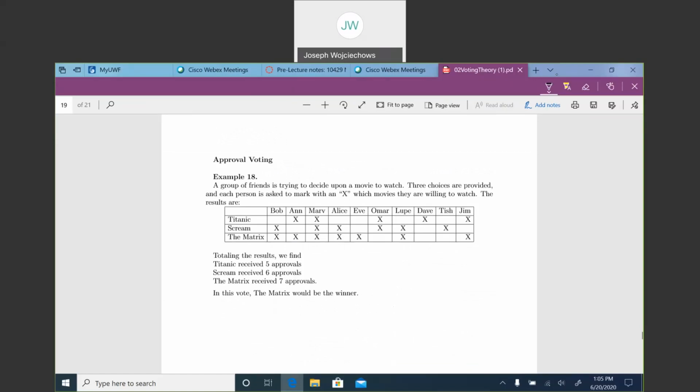This brings us to something called approval voting. We have a group of friends trying to decide which movie to watch. 3 choices are provided, and each person is asked to mark an X with movies they are willing to watch. So here we have our table. So we tally it up by adding across all the X's for each movie. And here we get Titanic received 5, Scream received 6, and The Matrix received 7. So in this vote, The Matrix would be the winner.